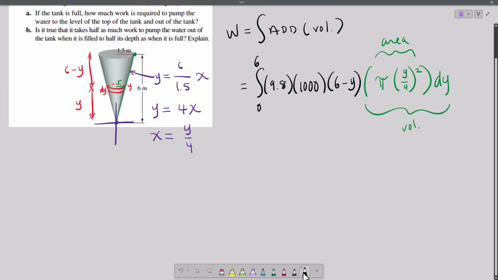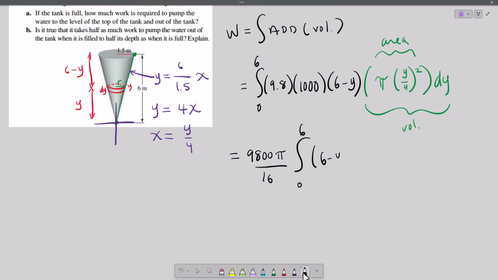So this is going to give us a whole bunch of constants to the front. Let's get our 9,800, which we keep seeing. All right, so what else can come out front? A pi can come out front, and a 16 in the denominator can come out front. We're getting 0 to 6. We have a 6 minus y, and we have a y squared. I think I pulled out all the constants. The pi, 16, yeah, that looks good.